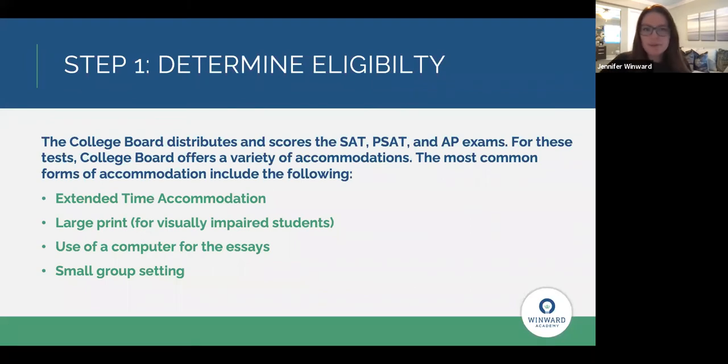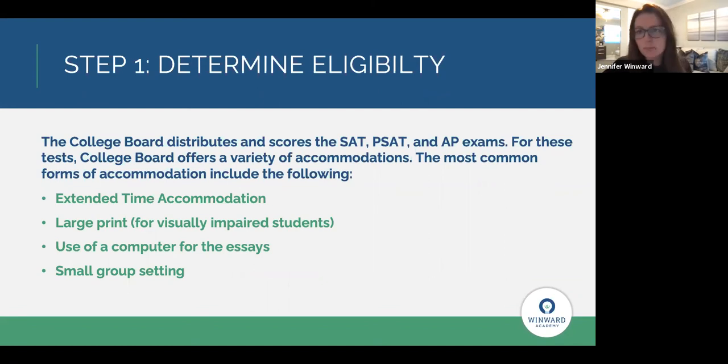As I just mentioned, what's nice is that the College Board distributes and scores the SAT, the PSAT, and the AP exams. What are the most common accommodations that people request from College Board? Extended time, definitely the most common, just like with ACT. Large print, we mentioned that earlier with ACT as well.